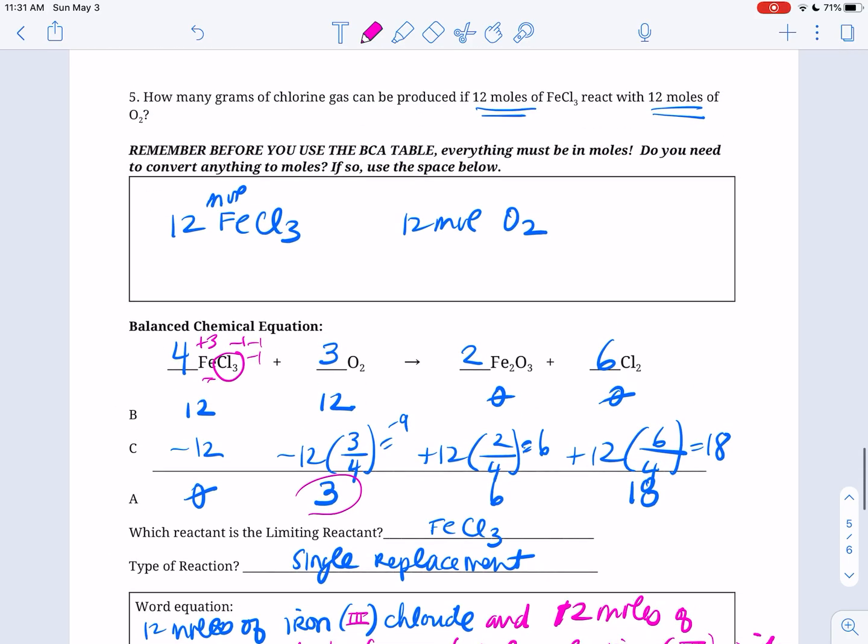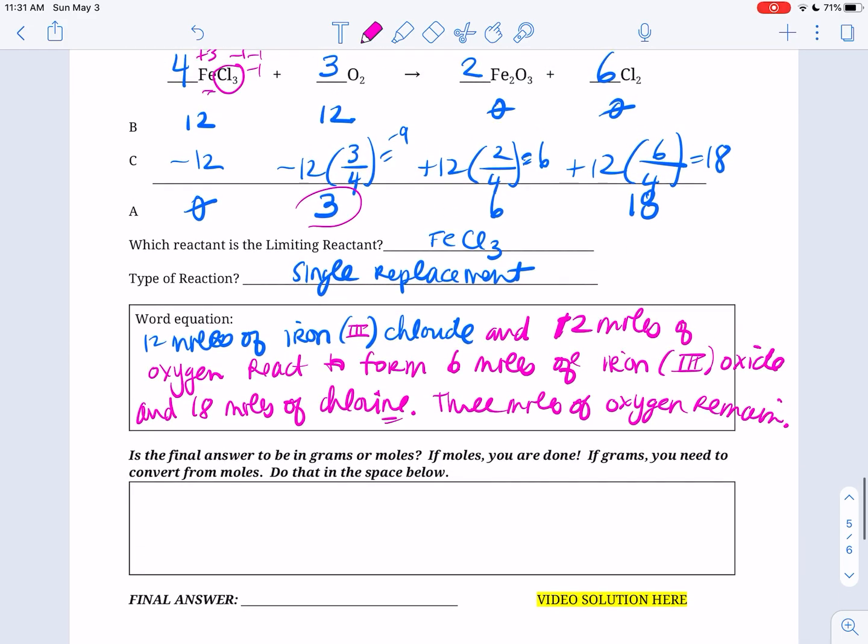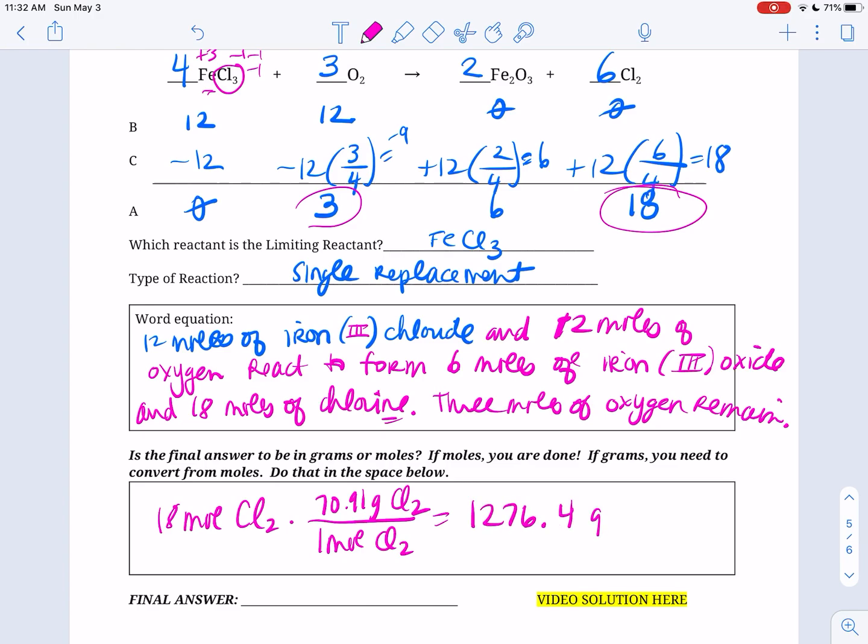Okay, all right, let's see what it's asking for here. How many grams of chlorine gas? Okay, so I can see here that I have 18 moles of chlorine at the end, but it's not asking for moles, it's asking for grams. So I need to use my molar mass. Okay, and chlorine is like, what, 35 something times 2. So 70.91 grams of Cl2. That is going to be a lot. Times 18 is going to be 1276.4 grams of chlorine. And that's the final answer.